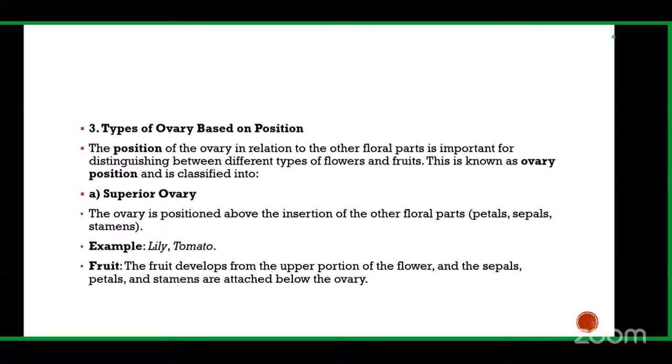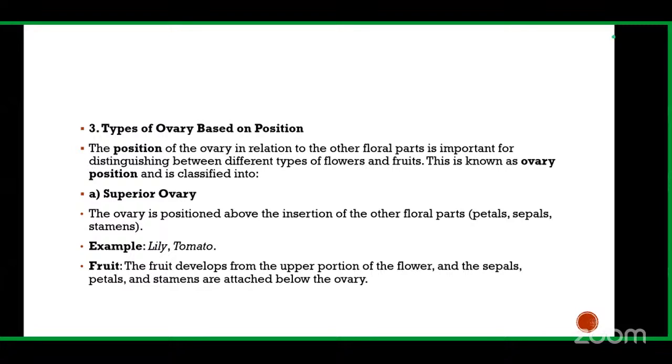Types of ovary based on position. So it is very much important. We can classify the types of ovary based on position. So number one is the superior ovary. So what is superior ovary? The ovary is positioned above the insertion of the other floral parts, that is petals, sepals, and stamens. Means the ovary is positioned above these parts.